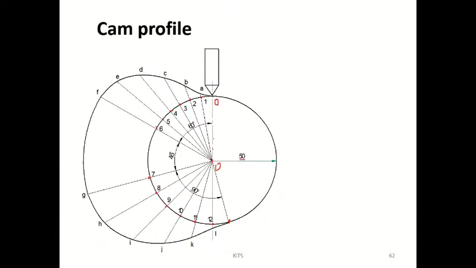Okay. Now draw this line. Just draw it. We don't know the dimension. You just connect every point with the center. Connect every point with the center. Okay. Similarly you have drawn.